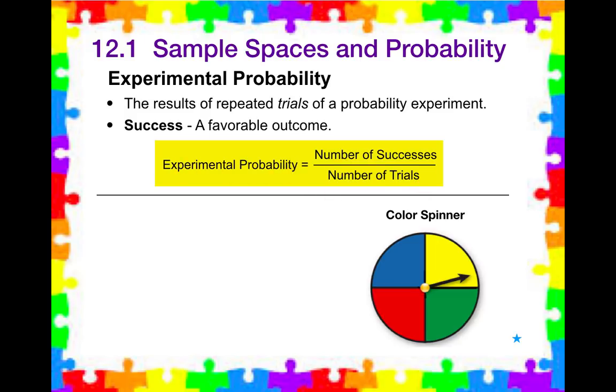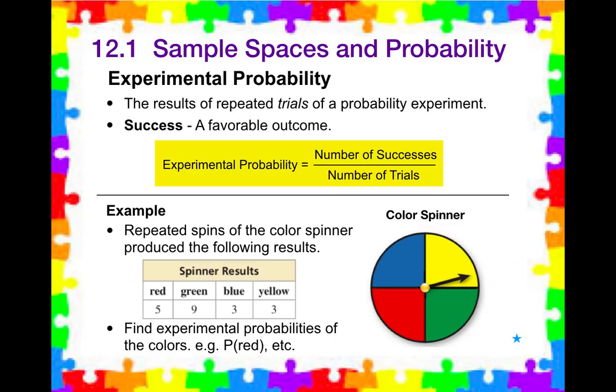And sometimes we can actually experiment. Like on this color spinner, I'm going to spin it many, many times, actually 20 times. 5 times I get it red, 9 times it turns out green, 3 blue, and 3 yellow. So if I wanted to find the experimental probability that red will happen, it will be 5 out of 20, because I have 5 out of the 20 that I spun. The experimental probability of getting green is 9 out of 20. Experimental probability of blue is 3 out of 20, and yellow is 3 out of 20.